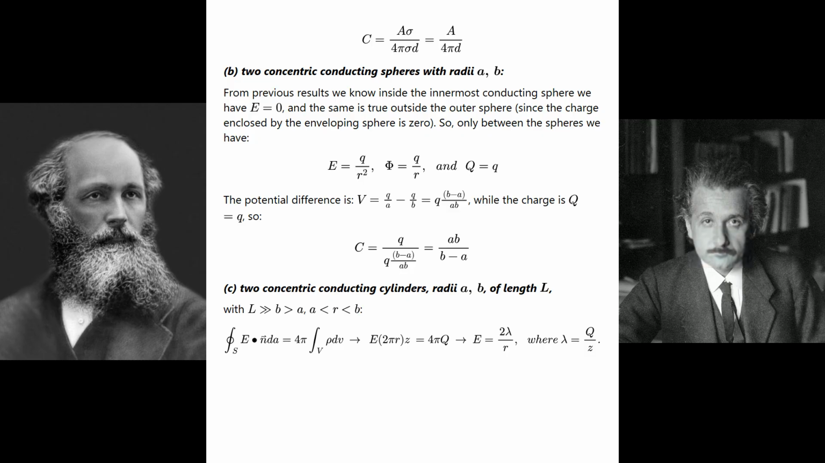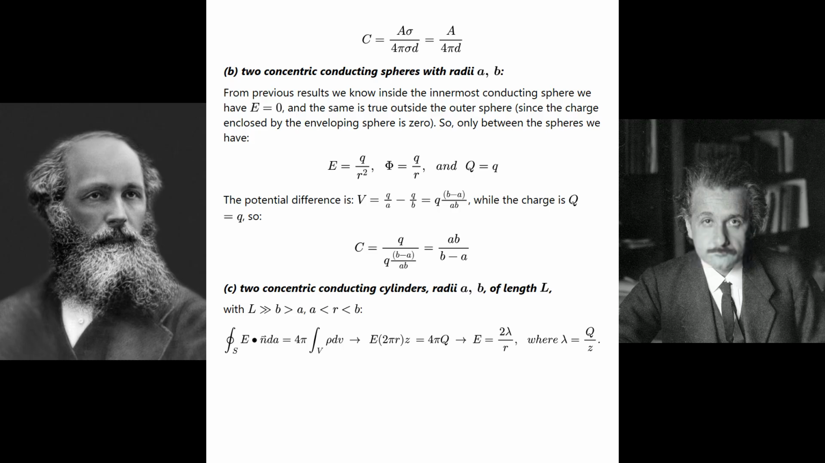B. Two concentric conducting spheres with radii a, b. From previous results we know inside the innermost conducting sphere we have E equals 0, and the same is true outside the outer sphere, since the charge enclosed by the enveloping sphere is 0. So, only between the spheres we have, see the next equation. The potential difference is V equals Q over a minus Q over b equals Q (b minus a) over ab, while the charge is Q equals Q, so, see the equation shown.